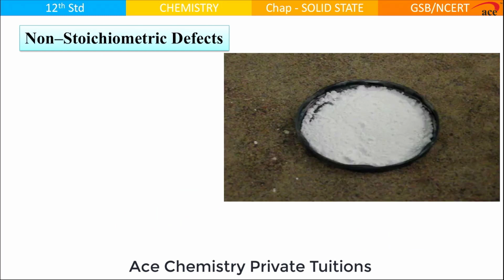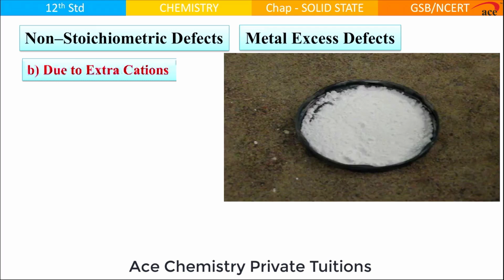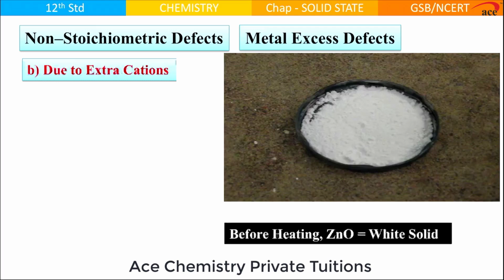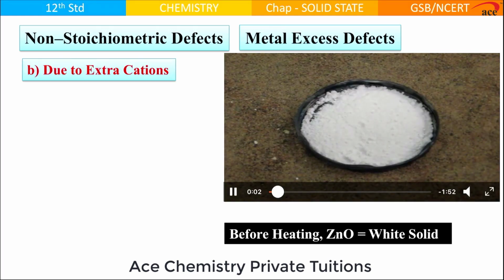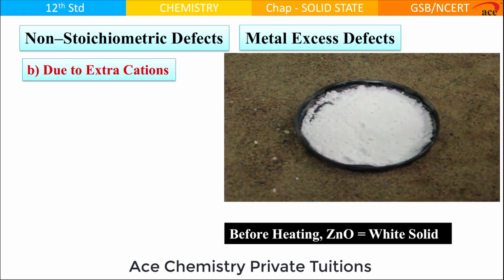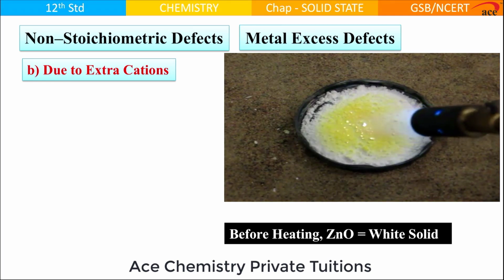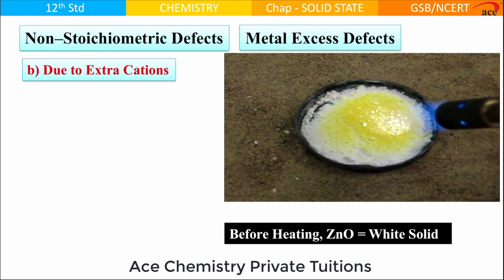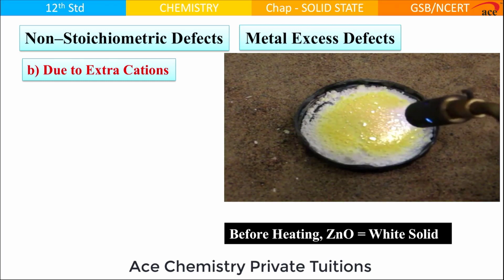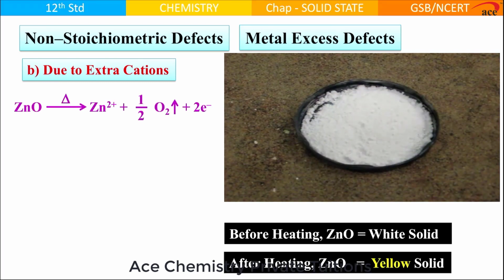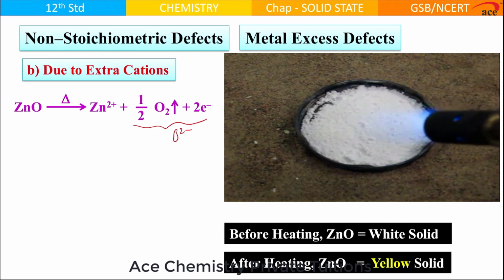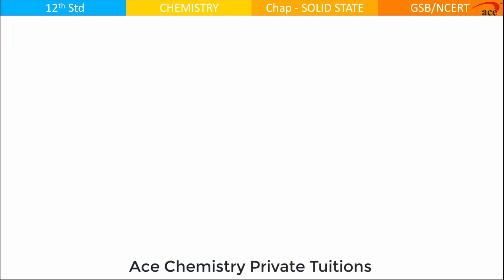This is an experiment where we are going to understand non-stoichiometry defect, metal excess defect due to extra cation. Before heating, zinc oxide is white in color, but as soon as you subject zinc oxide to a flame, what will you observe? That zinc oxide, a white colored solid, now will have a yellow color tinge, and you all know why this is yellow colored: because oxide ions decompose into oxygen, leaving behind electrons. So, now you understood, after heating it has become a yellow colored solid, and the reason is the oxide ion has decomposed as oxygen and the electron has been left behind.